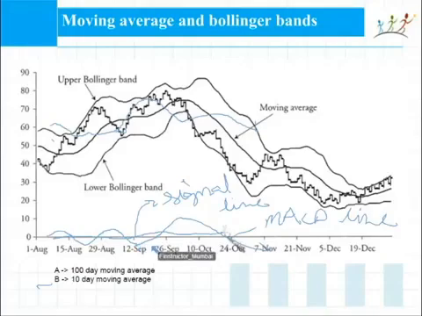Then after that you use them in the same way as the moving average lines. So wherever the MACD line cuts the signal line from below, you can expect an uptrend. Whenever the MACD line cuts the signal line from above, you can expect a downtrend. The signal line is an exponentially smooth moving average of the MACD line.